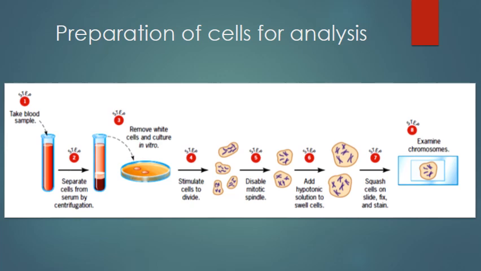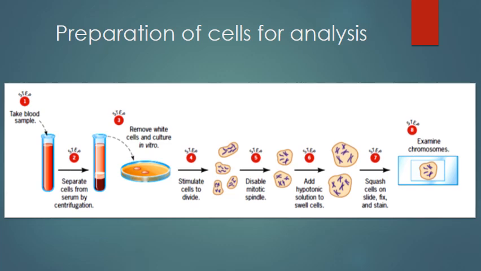The white cells are then stimulated to divide by chemical treatment, and midway through the division, a sample of cells is prepared for cytological analysis. The usual procedure is to treat the dividing cells with a chemical that disables the mitotic spindle. The effect of this interference is to trap the chromosomes in mitosis, when they are easiest to see.